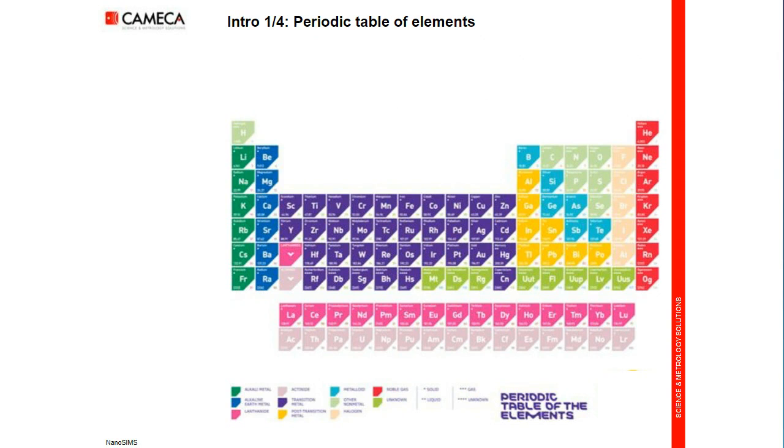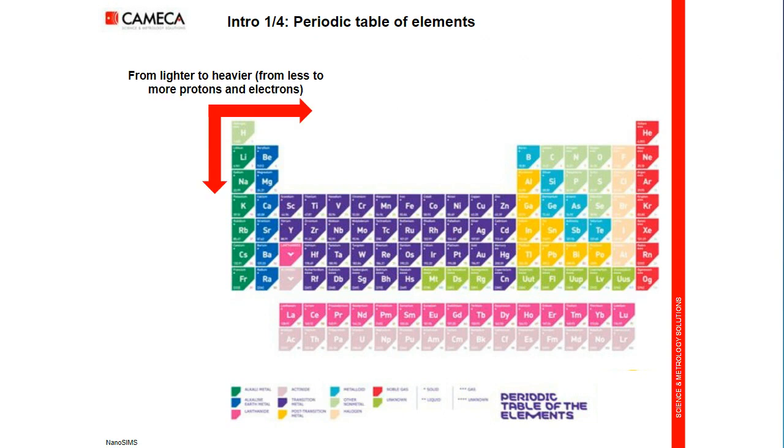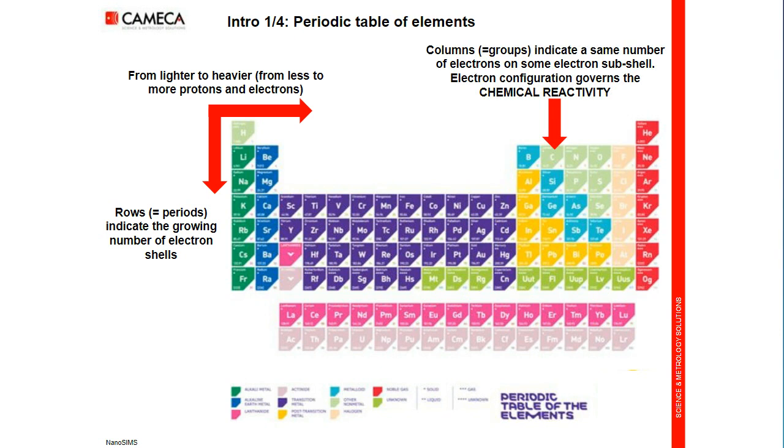First, there are the chemical elements listed in the periodic table of elements. The table is organized from left to right and top to bottom by increasing weight or proton number inside the atom nucleus. The number of protons is always equal to the number of electrons. It's called the atomic number. The rows of the table indicate the growing number of electron shells, and the columns indicate the same number of electrons on some electron subshell.